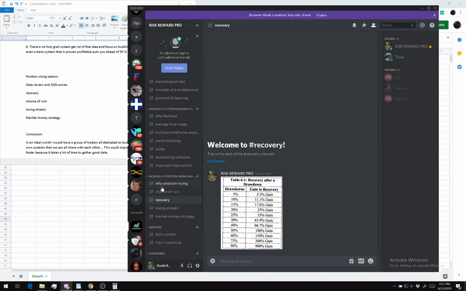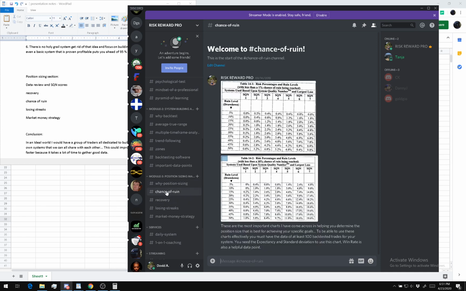The next chart is chance of ruin. Now, these are literally the most valuable graphs that I've ever come across. If you're reading the Trading in the Matrix book, he will talk about SQN score a lot, but he doesn't really explain what it is or how it works or how you figure it out. I had to sift through a bunch of stuff to get to the meat of what he was talking about.